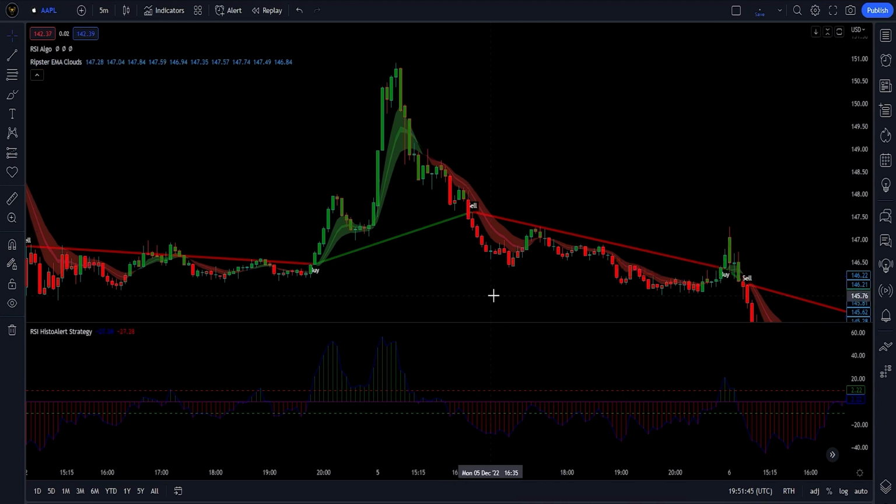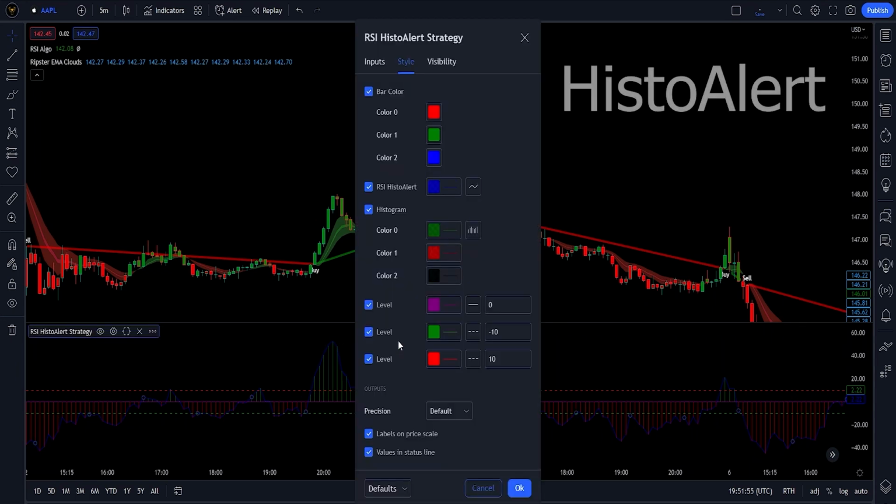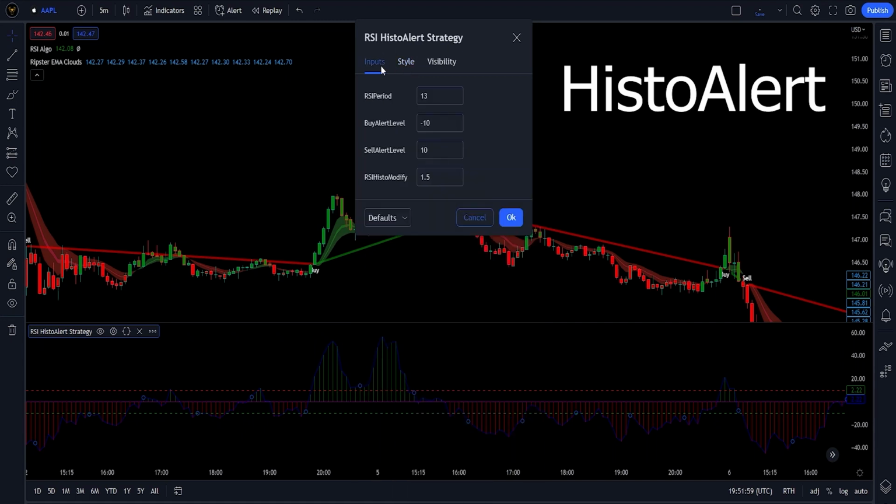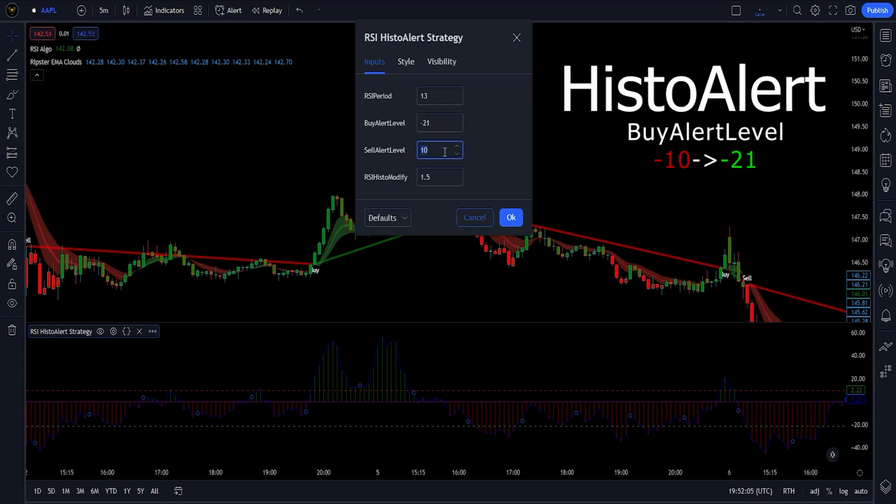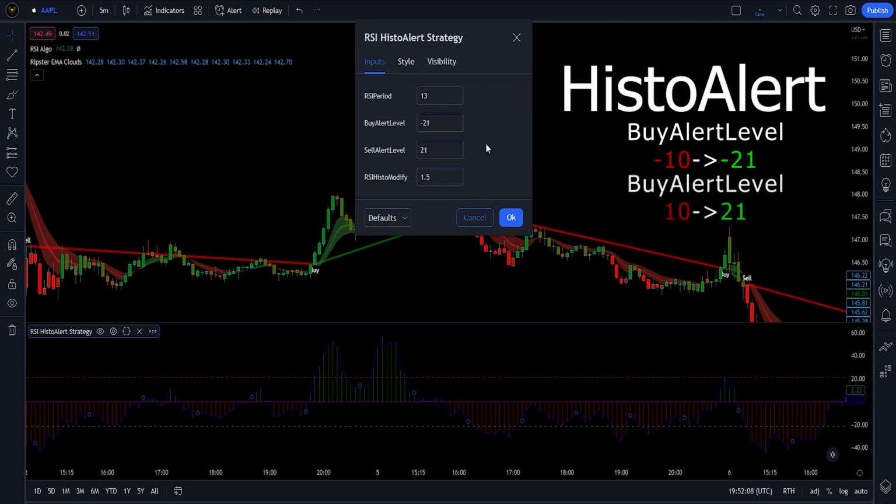As you can see, our trading chart looks much better now. Finally, we will change a few settings in our volume indicator, called RSI Histo Alert. So, double-click this histogram, and you will open its settings. Now, in the Inputs tab, we will change our buy alert level from -10 to -21. And we will also change our sell alert level from 10 to 21.